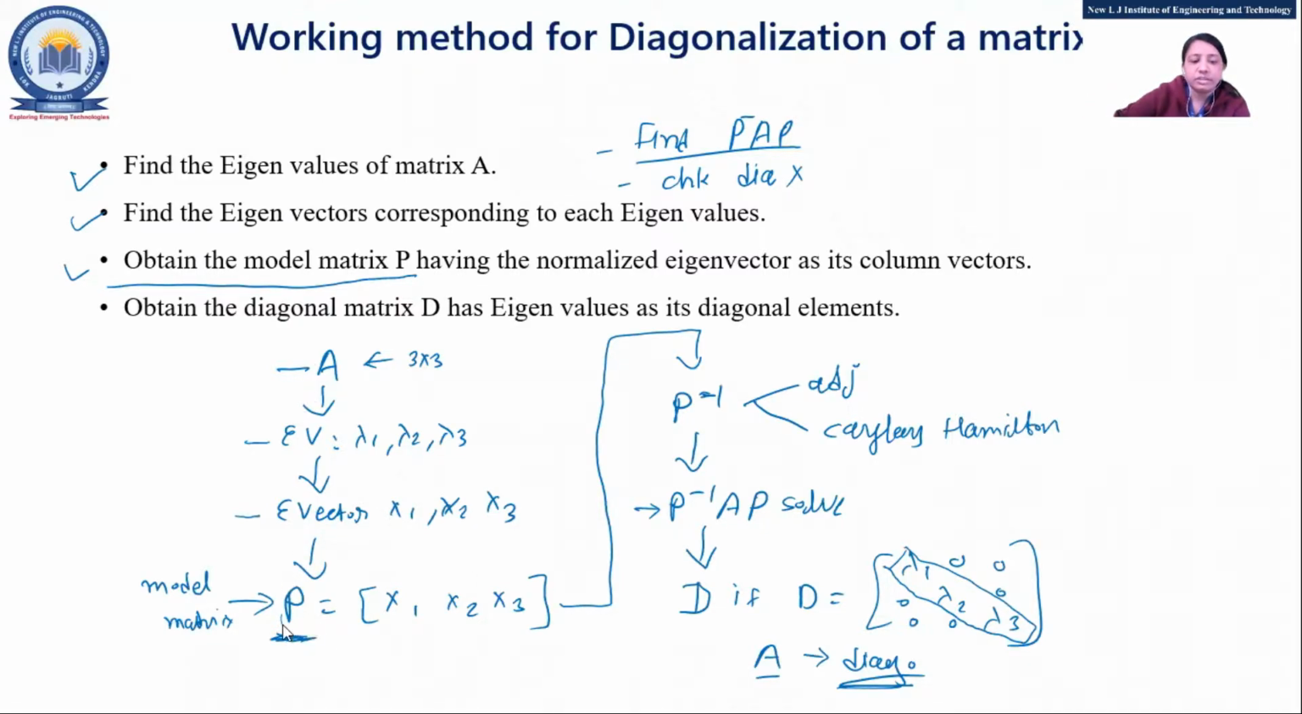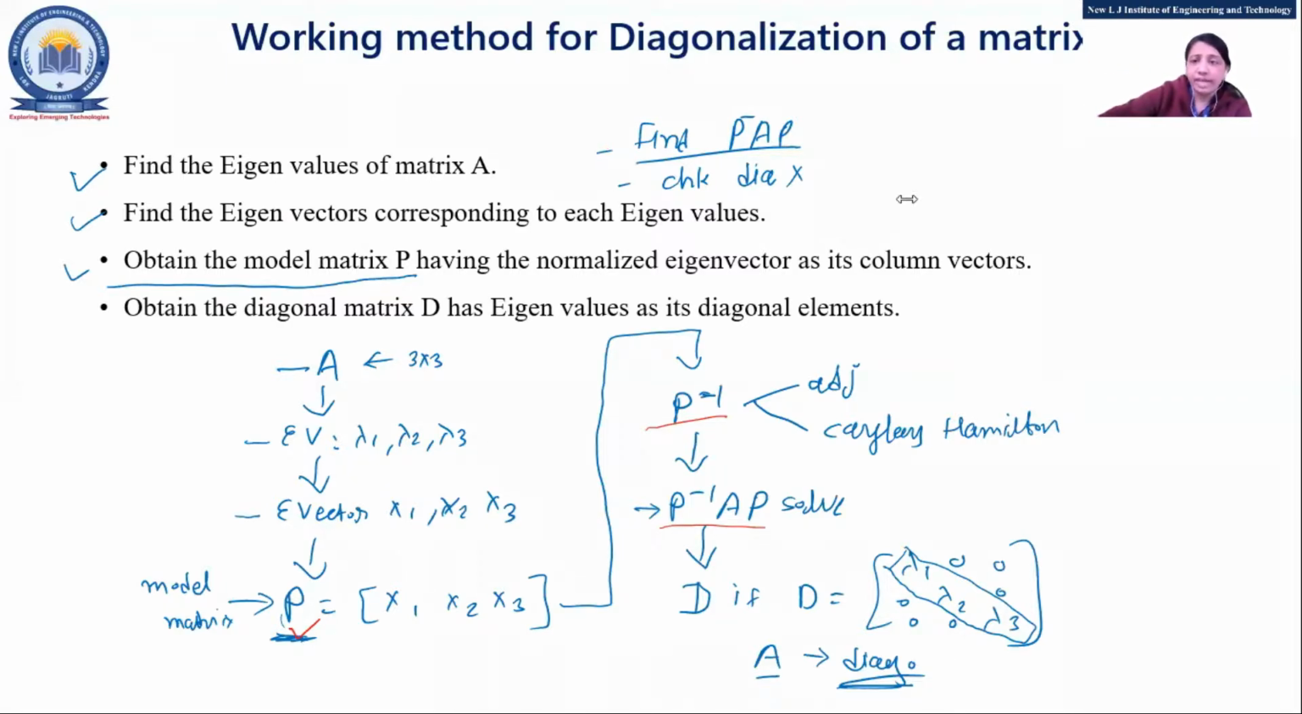Then you need to construct a matrix which is called a modal matrix, x1, x2, x3. Now you need to find P inverse of that, either method you know. Then you have to find P inverse AP, and if it is a diagonal matrix, whose diagonal elements are nothing but your eigenvalues, then we can say that it is a diagonalizable matrix, right? So you can write that.